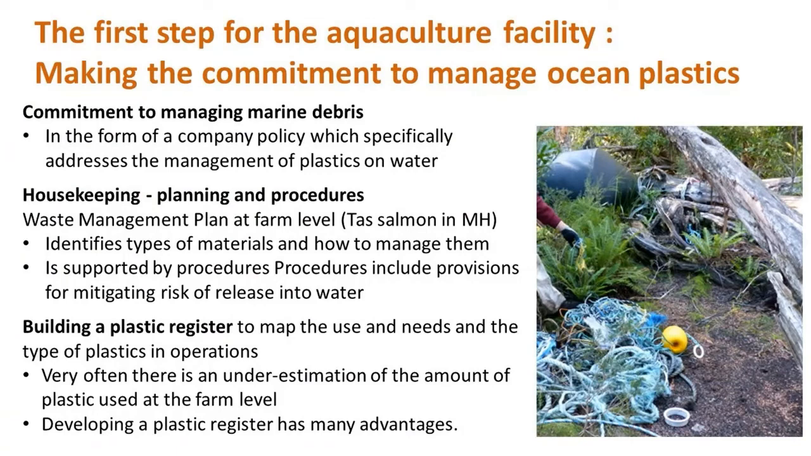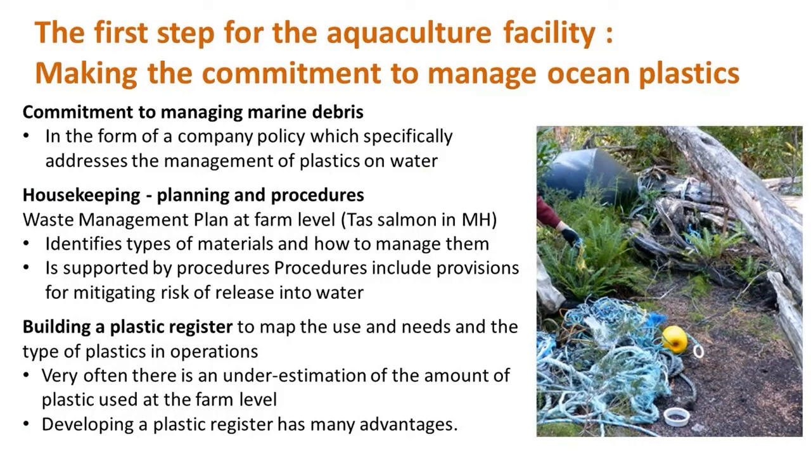The key here is the housekeeping, so having plans and procedures in place. A key plan is a waste management plan at the farm level, which identifies the types of materials used on the farm that contain plastics and how to manage them. This plan is supported by procedures, and these procedures include provisions for mitigating the risk of release of these plastics and this equipment into the water.